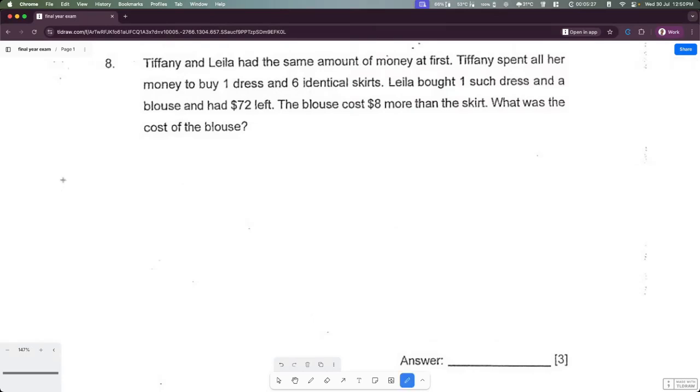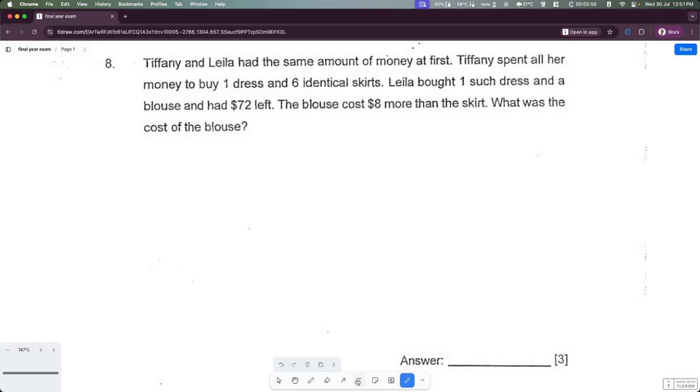All right, question number 8. Tiffany and Leila had the same amount of money at first. Tiffany spent all her money to buy one dress and 6 identical skirts. Leila bought one such dress and a blouse and had $72 left. The blouse cost $8 more than the skirt. What was the cost of the blouse?